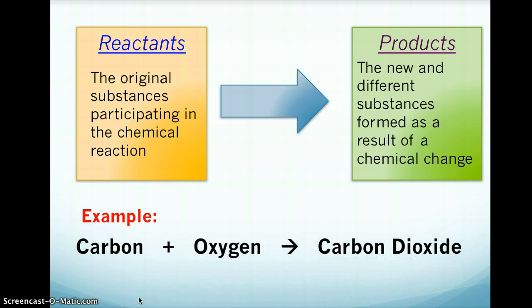Here's an example for you. A very familiar compound that you're aware of is carbon dioxide. If we're going to make carbon dioxide, let's just say we burn some charcoal in the presence of oxygen, we're going to get a chemical change, and you're going to yield, or form, a compound known as carbon dioxide.